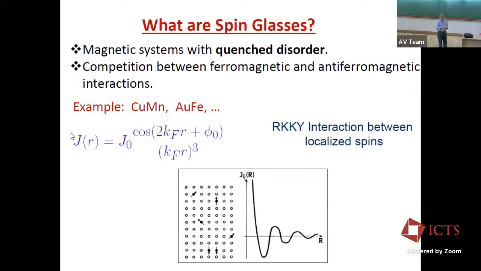Just to give you another example of a random system where that doesn't happen, you can have, again, an alloy, but the original system is, let's say, ferromagnetic. So at every site you have a spin, and the interaction between nearest neighbor sites is ferromagnetic. But you dilute this by a non-magnetic species. So at some sites, you take away the spin and put a vacancy there.